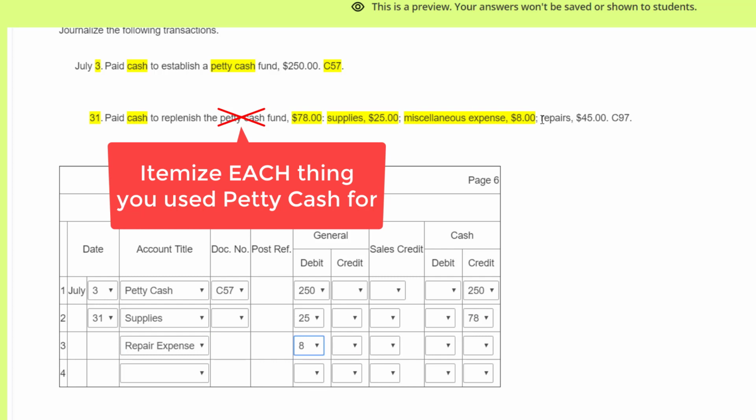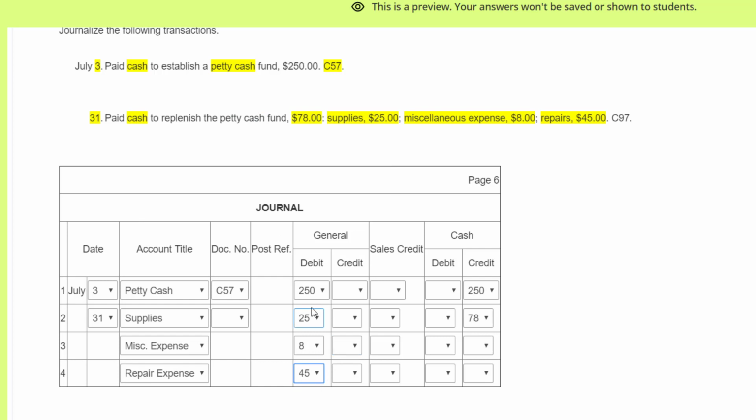And the last one I have is repairs, and that's for $45. So, oops, miscellaneous expense, repairs. And then again, here's my credit, so this has to be a debit. Now, if you're confused, just know that these 3 amounts, 25, 8, and 45, together, they equal that one cash credit amount. So the last thing I need to do is take my source document, it's check 97, drop it in, and I am set.